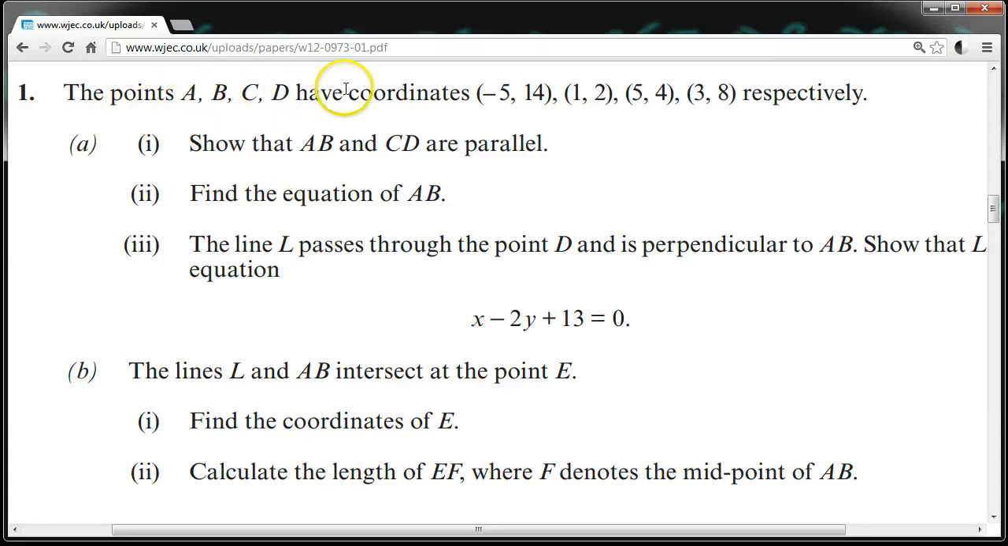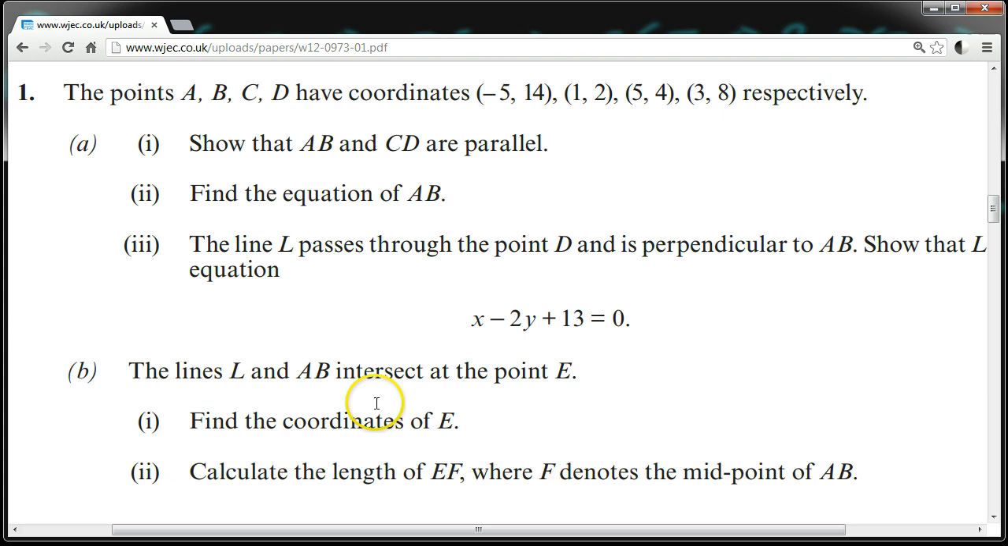The points A, B, C, D are (-5, 14), (1, 2), (5, 4) and (3, 8) respectively. Show that AB and CD are parallel. Find the equation of AB. The line L passes through the point D and is perpendicular to AB. Show that L has equation x minus 2y plus 13 equals 0.